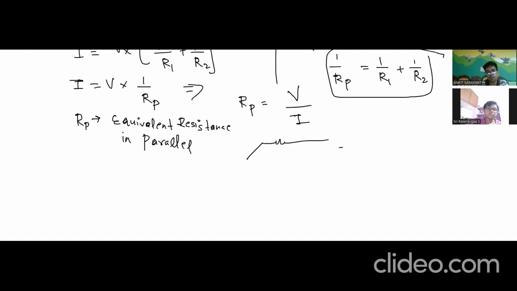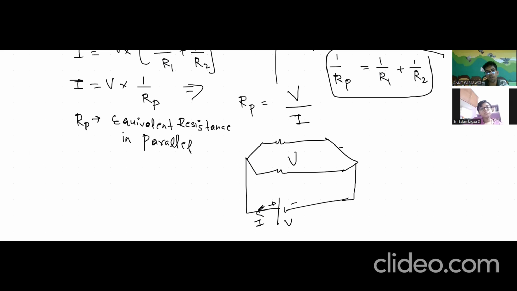R1, R2, battery. I is the current given by the battery, and its voltage is V. Here V, here V, here V. I is coming, I1, I2. If the battery is giving I current, it will take I current. So what I am explaining is RP, the equivalent resistance. It is basically V by I: V is the voltage supplied by the battery, and I is how much current it is going to supply. That is RP.